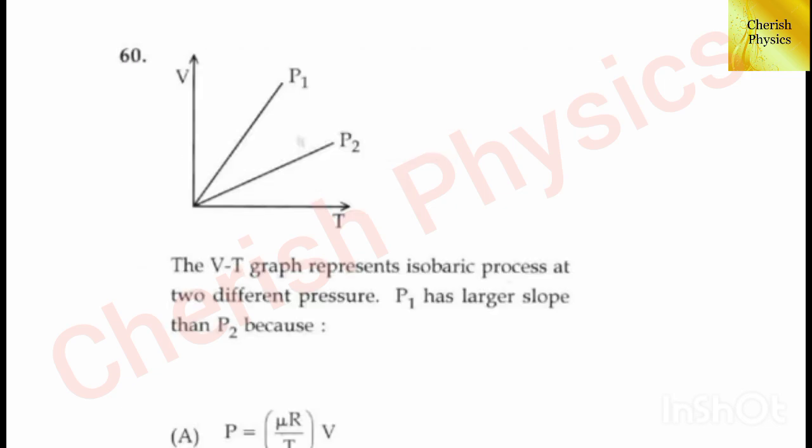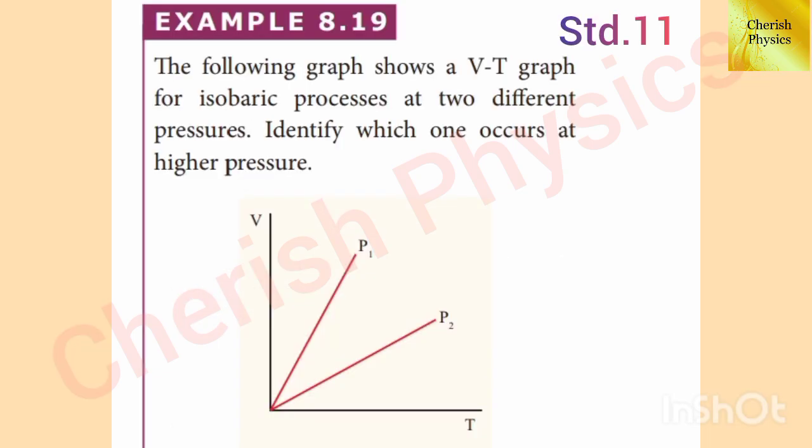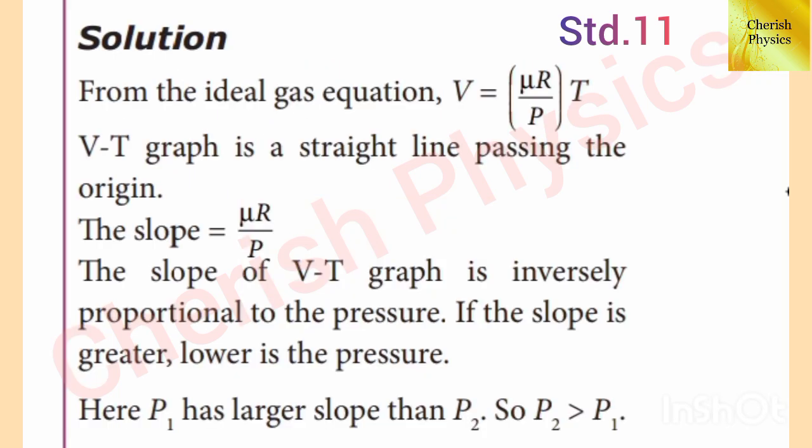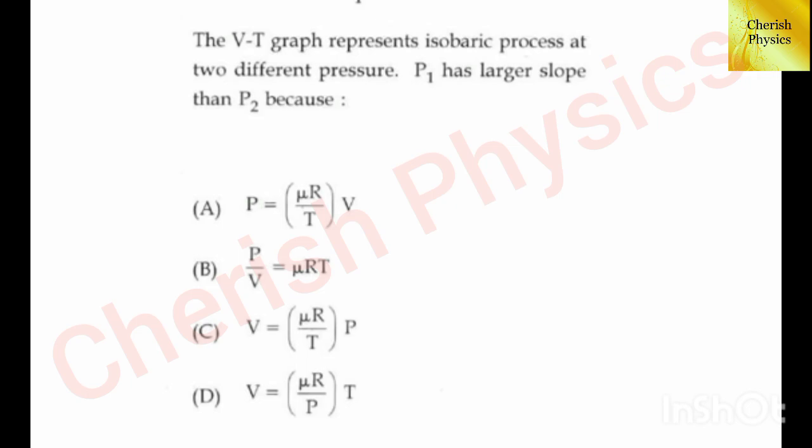10th question. The volume temperature graph represents isobaric process at two different pressures. P1 has larger slope than P2 because, the answer is option D. V equal to mu R divided by P into T.